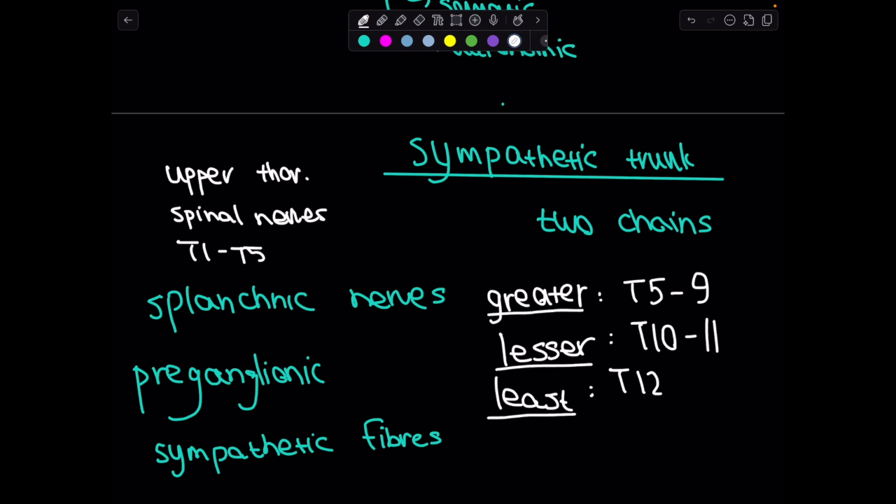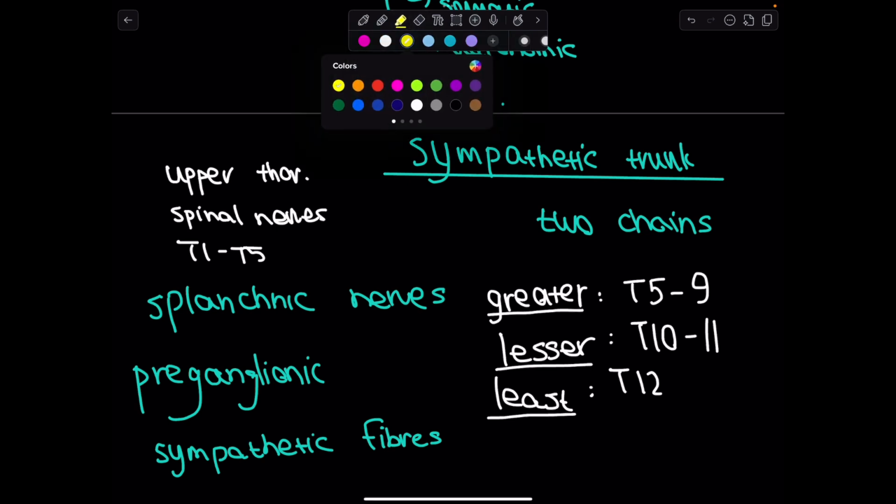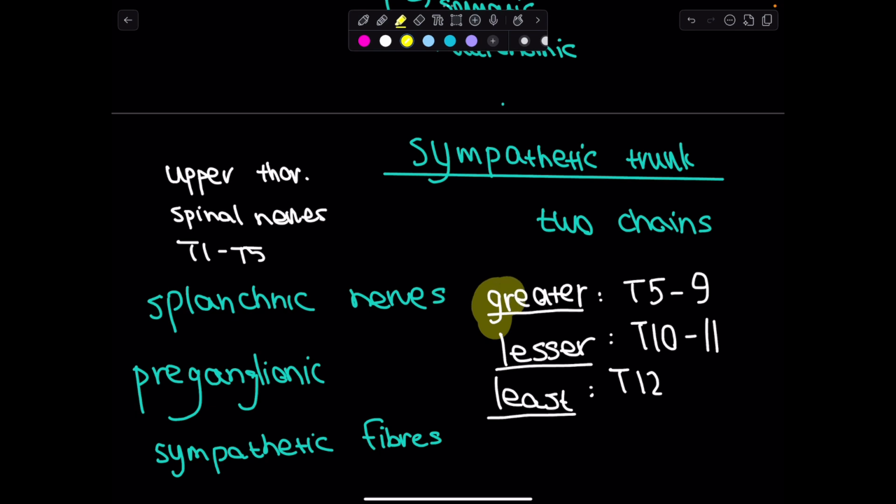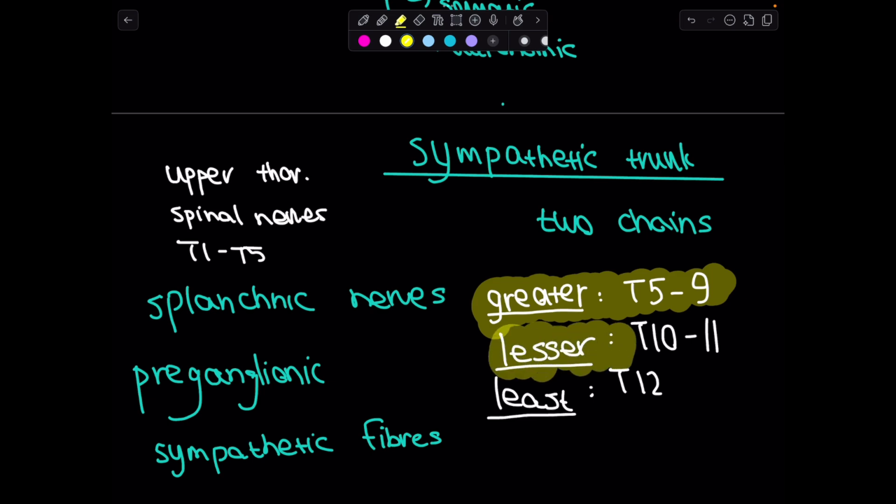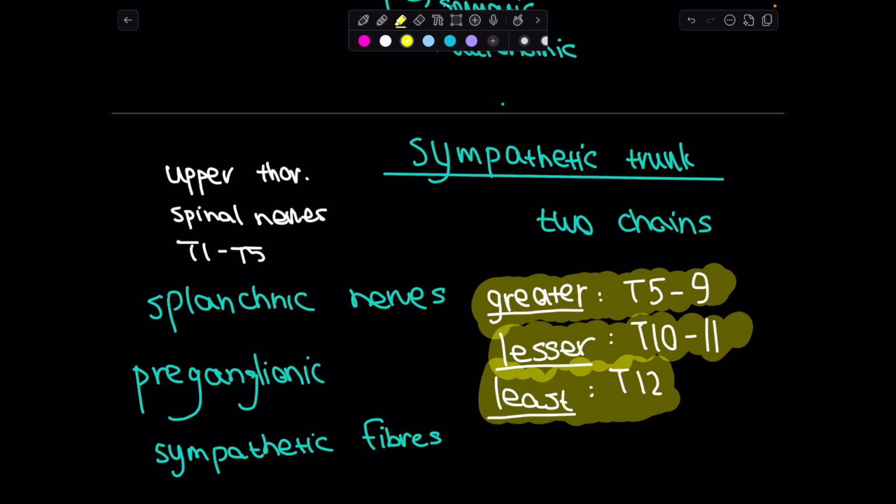Names come from their relative size and spinal origin. Greater for higher, larger, T5 to T9 bundle. Lesser for smaller, T10 to T11. Least for smallest, T12. Splanchnic derives from Greek, splanchna, viscera, reflecting their role in gut innervation. Want details on their ganglia connections or mediastinal roles?